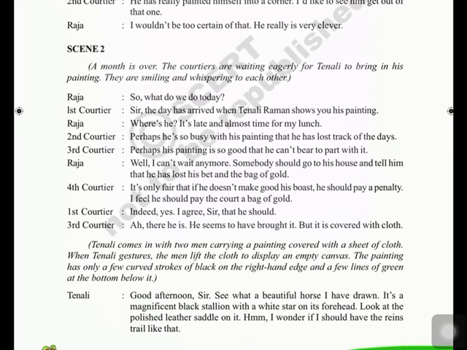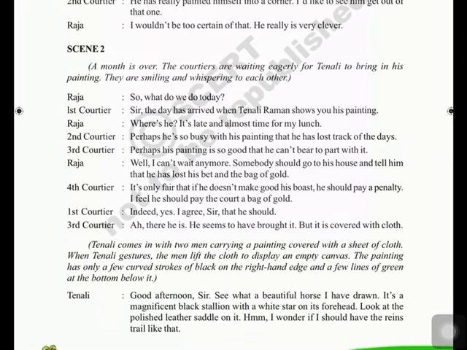He should only return the bag of gold. He should only pay the bag of gold. To whom? To the court. First courtier: Indeed. Really? Yes. I agree, sir, that he should. He has to pay. Third courtier: As there he is. He seems to have brought it. But it is covered with a cloth.